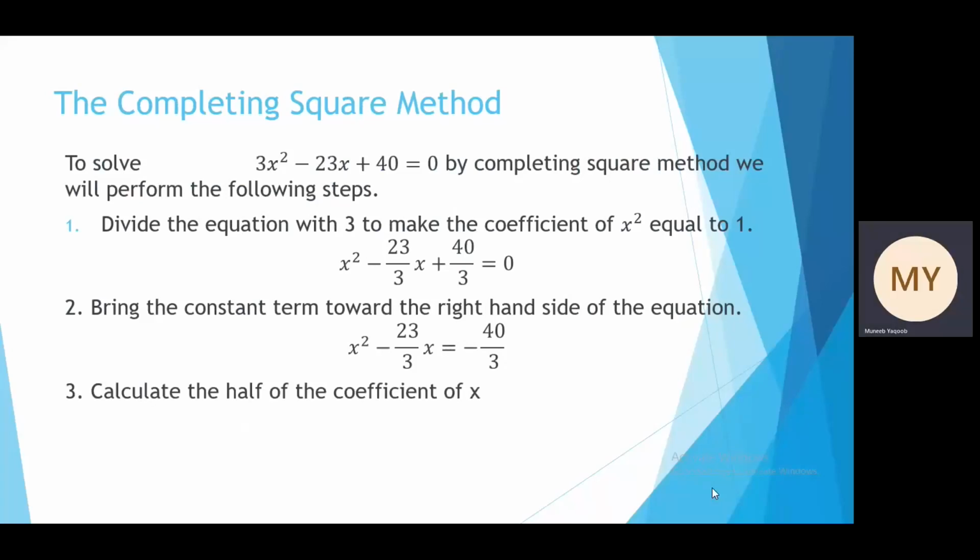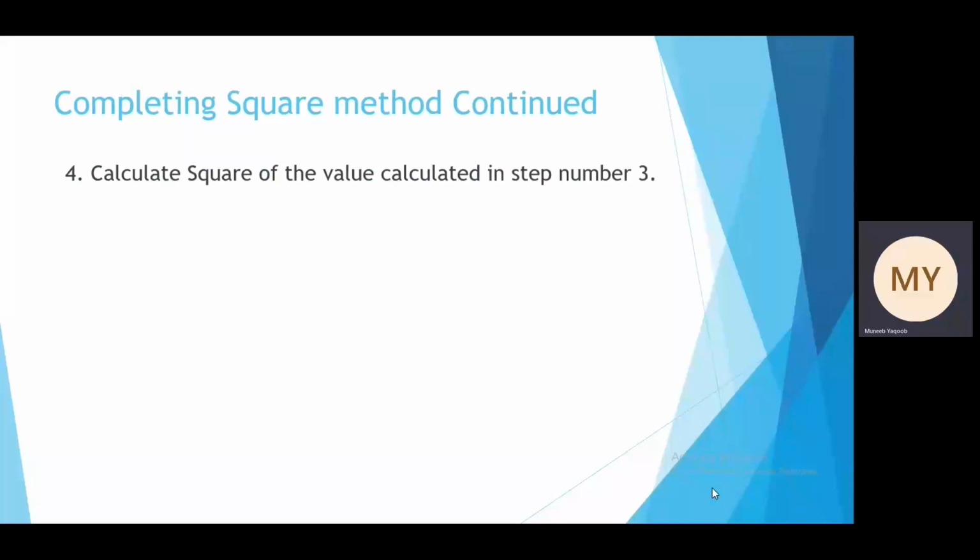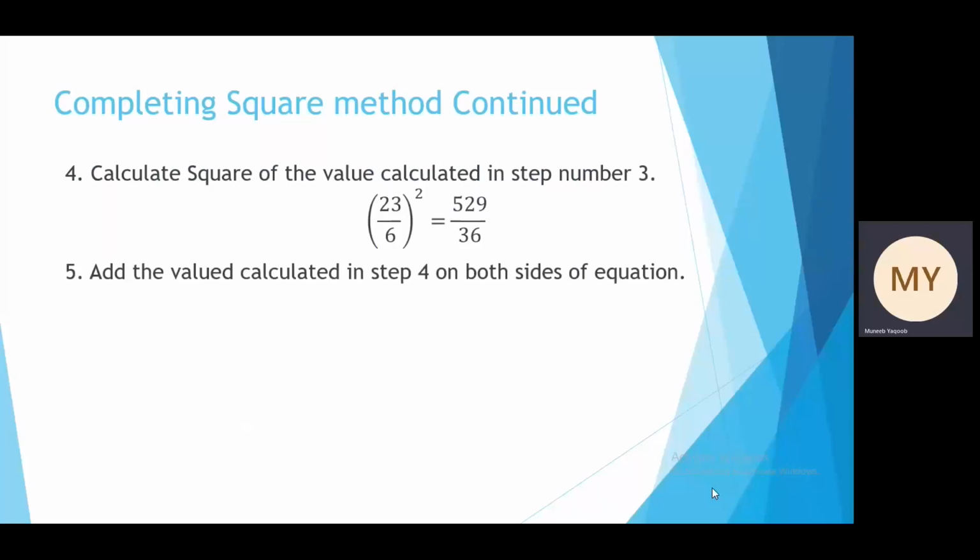In the third step, we will calculate half of the coefficient of x. Since the coefficient of x is minus 23 upon 3, so we will calculate half of 23 upon 3. So we will write 23 upon 3 divided by 2, which equals 23 upon 6. In the fourth step, we will calculate the square of the value calculated in step number 3, that is 23 upon 6 whole square, that is 529 upon 36.